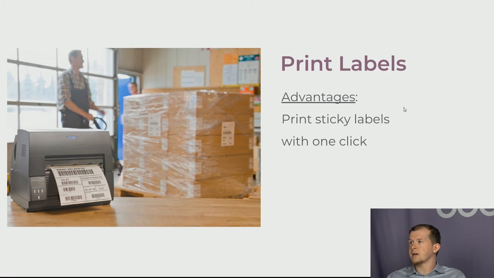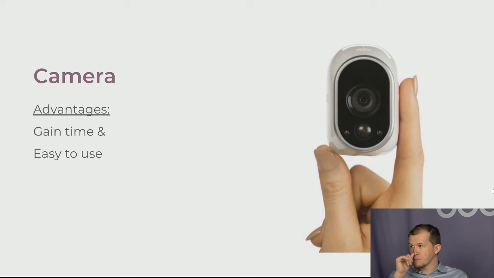And then also we have our printing labels. So once again, you don't have to print through the PDF and you can print directly through the printer. And finally the camera, which allows us to take pictures throughout the process and add them into our quality control points if we need to.